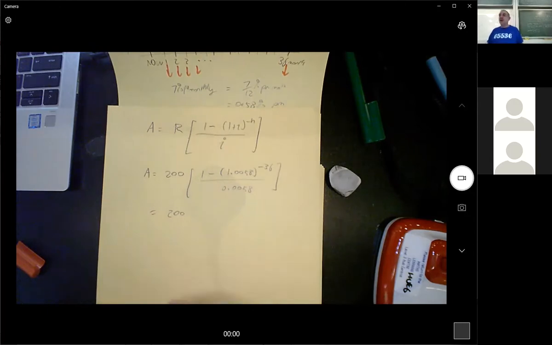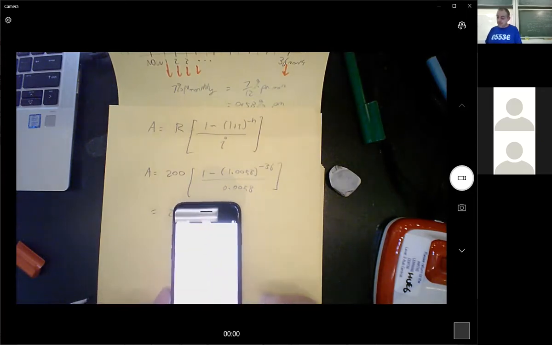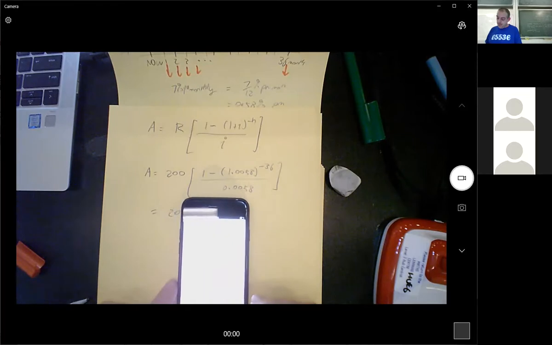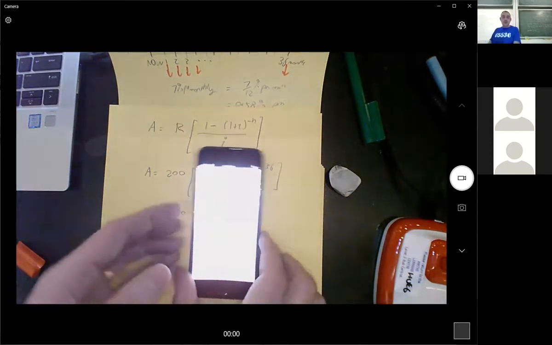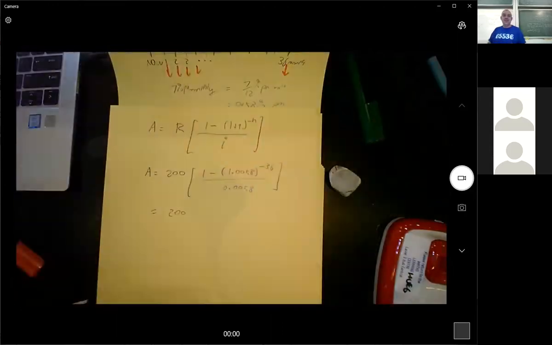And I'll just put it in a calculator. Can't use your phone in the exam for your calculator. No, we're going to use a calculator on the laptop. And of course you can't see that at all. It's too bright.